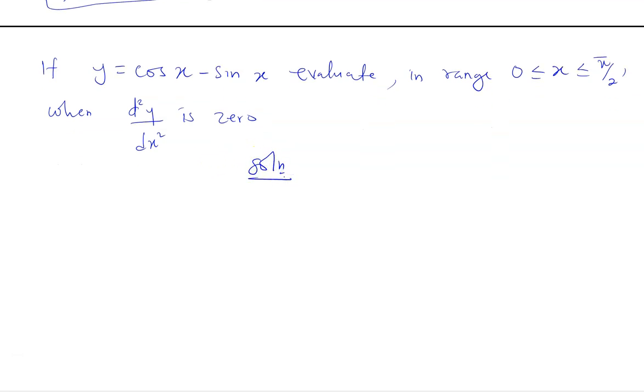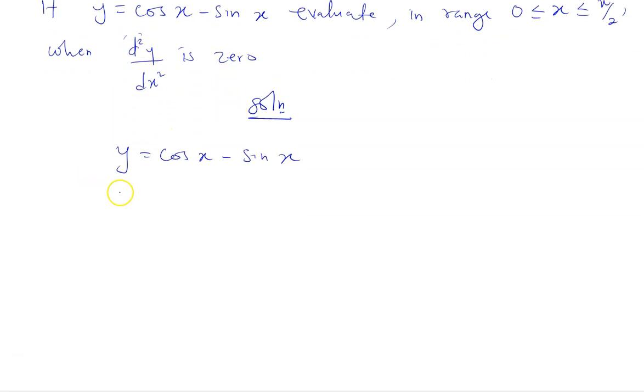So with this solution, we have y equal to cos x minus sine x. First of all, we need to find d²y/dx². Before we can find d²y/dx², we need to first find dy/dx.